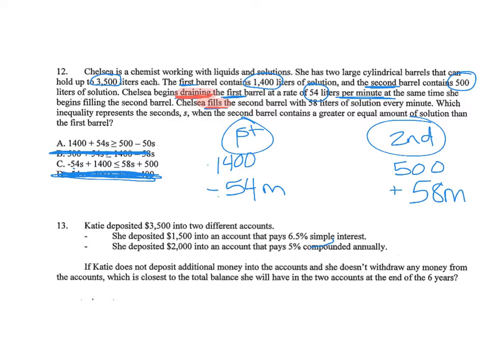We want to look at the question. Which inequality represents S, the seconds when the second barrel contains a greater or equal amount? So I'm going to write that down. We want the second barrel to be greater or equal than the first. So the alligator mouth needs to be open up to the side that has 558. So 558, I see that right here, 558. And this 54 is a negative, which is what we wrote down also because it was draining.